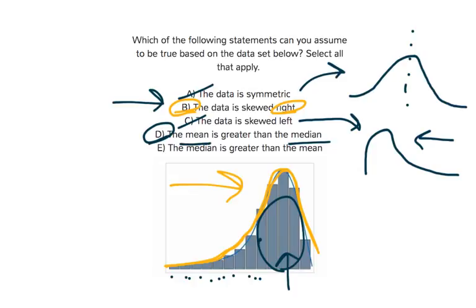On the other hand, if it were skewed to the left, it would be the opposite. That's what choice E is talking about. The median is greater than the mean if it were skewed to the left. But in this case, it's skewed to the right, so the mean is greater than the median.